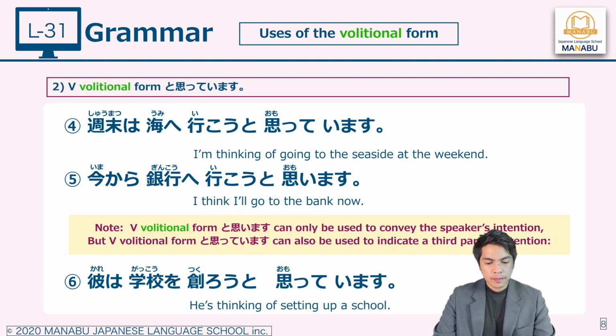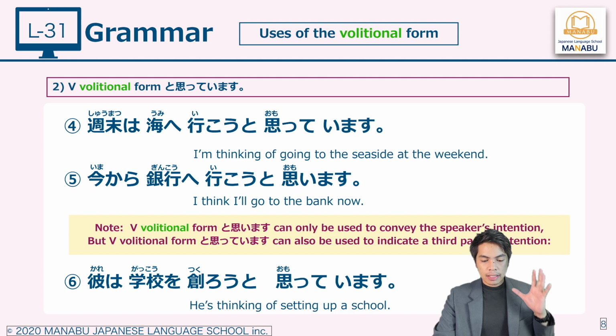Number 2, the second use of the volitional form of the verbs is for the sentence pattern volitional form to omotte imasu. So how to use the verb volitional form to omotte imasu? Example number 4, 週末は海へ行こうと思っています。So conveying your own intention to do something.